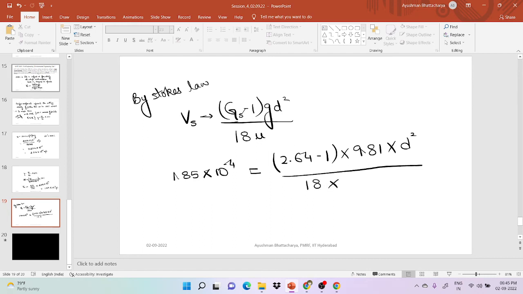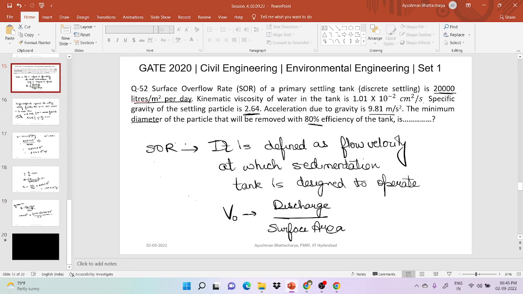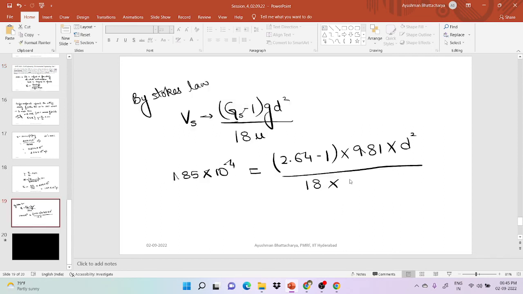Now they have given us the viscosity. Kinematic viscosity comes out to be 1.01 into 10 raised to minus 2 centimeter square per second. So look at the unit: we will convert it into meter square per second. So 1.01 into 10 raised to minus 2; since it was in centimeter square per second, to convert it into meter square per second, it will be 10 raised to a minus 4. So from there we can calculate the D.